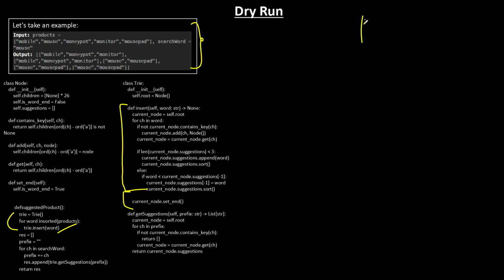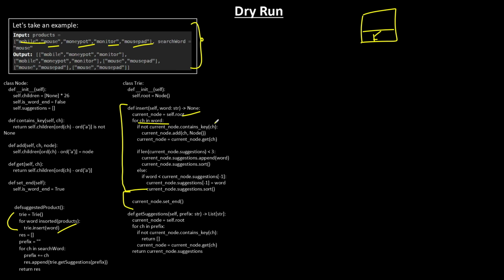So how will it go? It will create a node. It will have false to it, right? It will iterate the words, which is mobile right now. And yeah, sorting and all that stuff is done already, right? So mobile comes first, then comes the moneypot, then comes the monitor, then comes the mouse, then comes the mousepad.